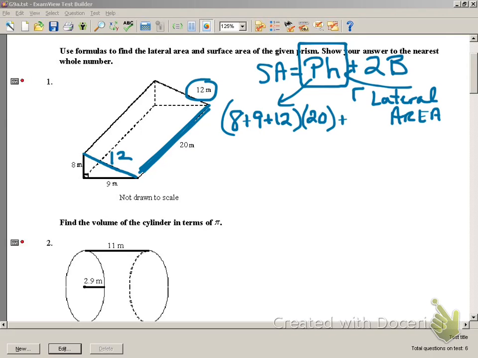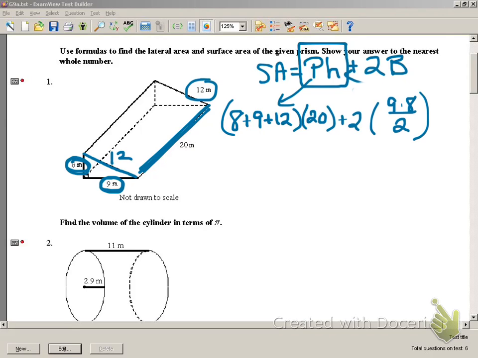by adding twice the area of the base. I guess I just need to erase that out of the way. And the area of the base, this is a triangle. Remember, the formula for area of a triangle is little base times its little height divided by 2. So I'm going to say 9 times 8 divided by 2.